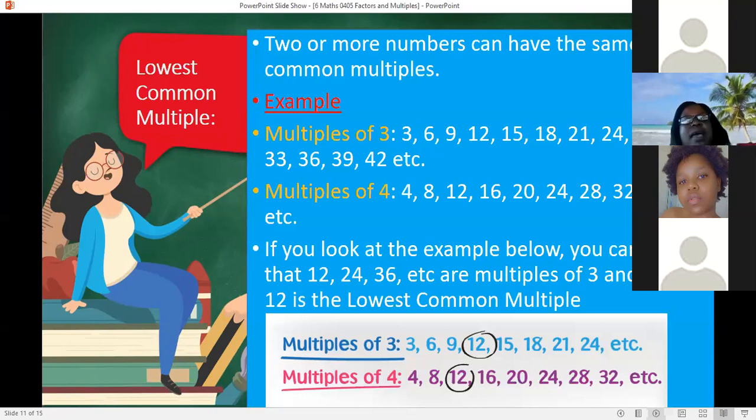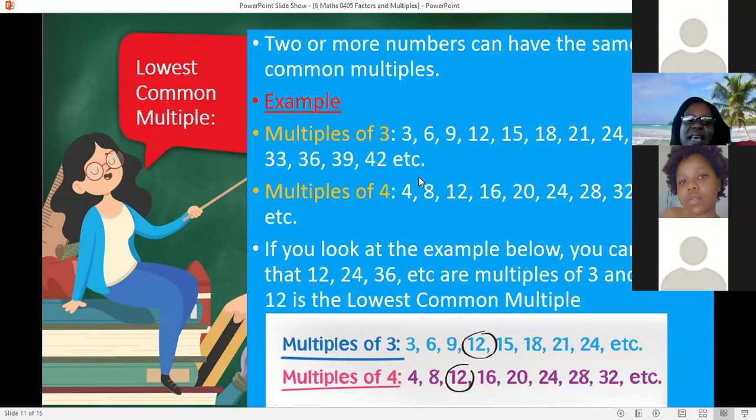And then we also have what we call the lowest common multiple. 2 or more numbers can have the same common multiples. I gave an example here. Multiples of 3, remember I said they do not end. That's why I said ETC, it can move on and on. So multiples of 3 is 3, 6, 9, 12, 15, 18, and so on. And multiples of 4 is 4, 8, 12, 16, 20, 24, and so on.